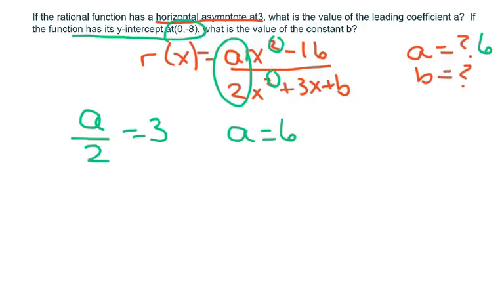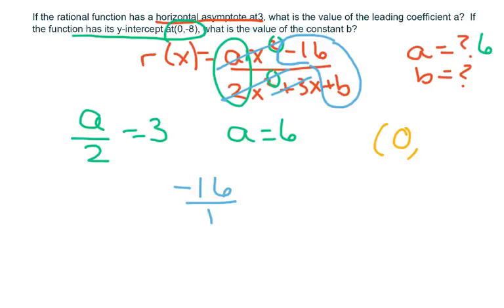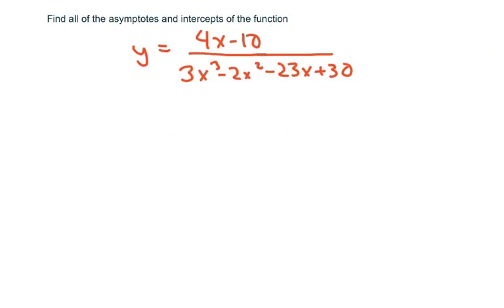And then for this one, we have a y-intercept at -8. We know that the y-intercept is when x is 0. So what I do is I just cross out these x's here, and I take this part, and that's going to be -16 over b is supposed to equal -8. You cross multiply and you get -16 over -8 equals b. So b is 2. And that gives you the A and B. All right, the next one, we have to find all the asymptotes and intercepts of this function.